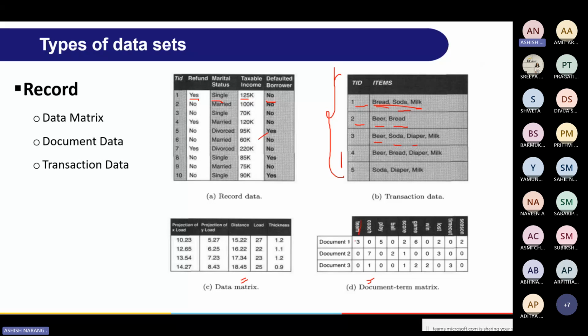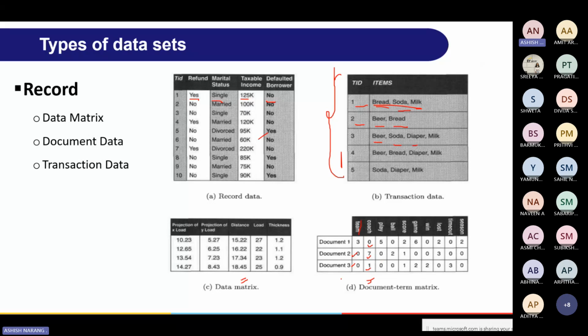Team has appeared 3 times in document 1. 0 means document 2 does not contain team. Document 3 does not contain team, right? Secondly, the word coach. The word coach appears 0 times in document 1, 7 times in document 2, 1 time in document 3, and so on.